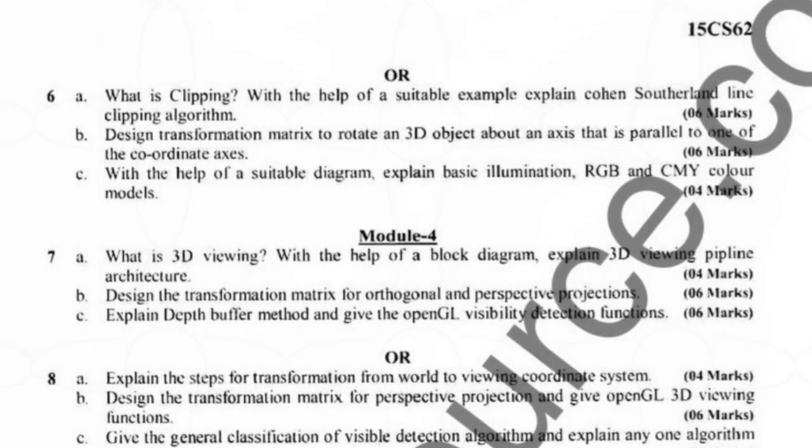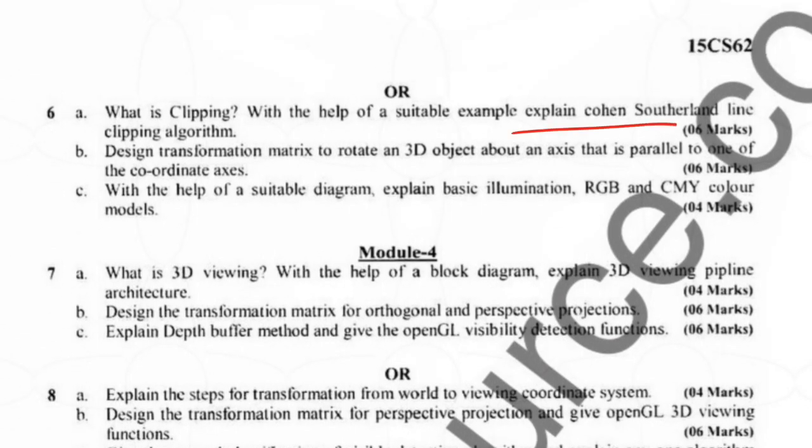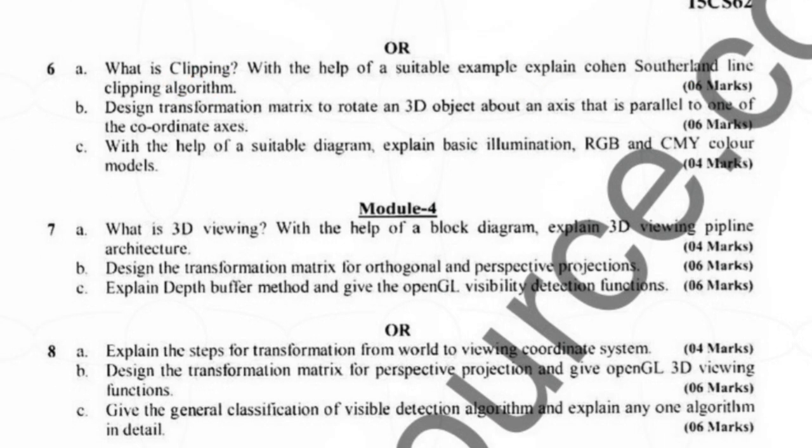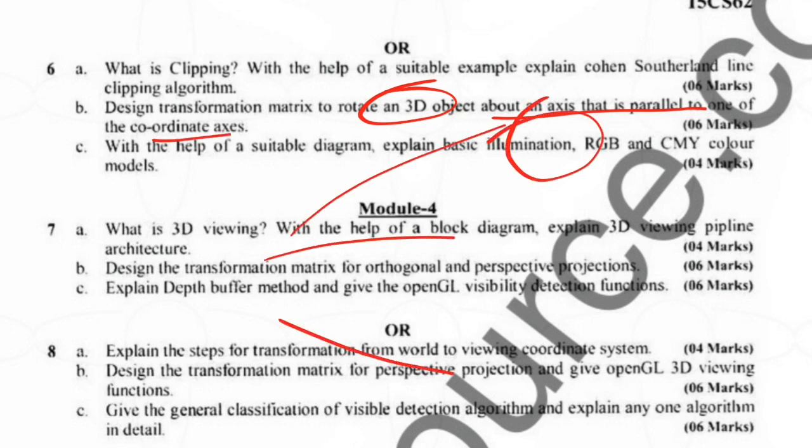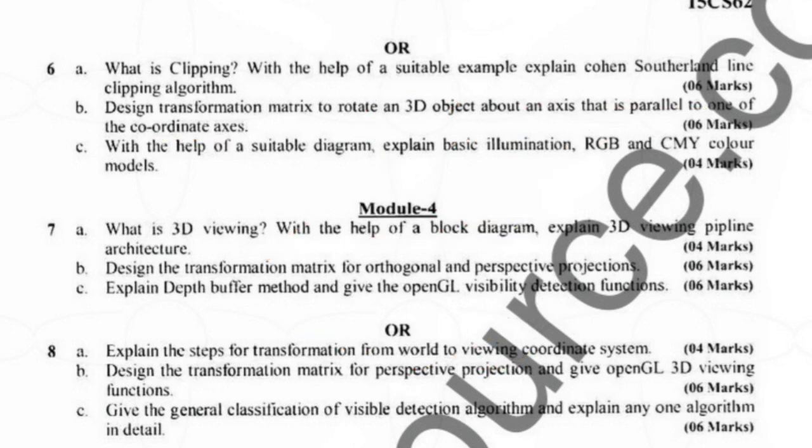Okay, what is clipping, and explain the Cohen-Sutherland algorithm with the suitable example, the important topic. Explain 3D transformation to rotate a 3D object about the axis that is parallel to one of its coordinate axes. So there are different types of 3D rotation. There are 3 types of 3D rotation. We'll be discussing each one by one, and the numericals associated with that, and what do these terms mean, and how they differ from each other. So whichever they ask, you have to specifically write about that. Okay, so we'll be discussing that in the 3D chapter.